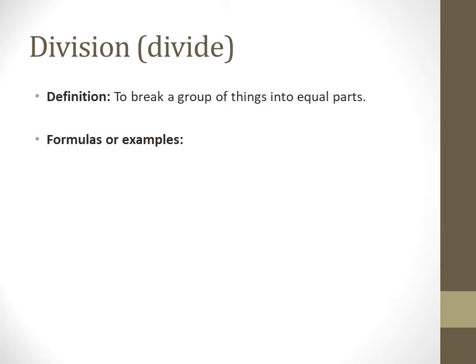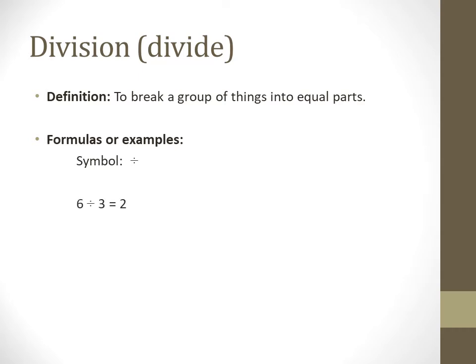Next, for our most basic of formulas, is division. This is to divide. And this is to break a group of things into equal parts. So again, we're working our way backwards from the multiplication piece, kind of like we discussed last class with our square and cube, square root and cube root, working backwards. Our symbol, of course, is the line with the dot above and below.